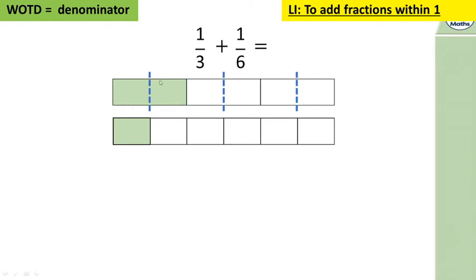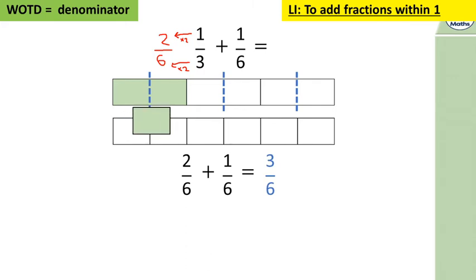the same as 2/6. We can also do that by saying, how do you get from 3 to 6? We know that 3 times 2 is 6. Whatever you do to the bottom, you do to the top. 1 times 2 is 2. So now we've got 1/3 plus 1/6 is the same as saying 2/6 plus 1/6, which is 3/6.